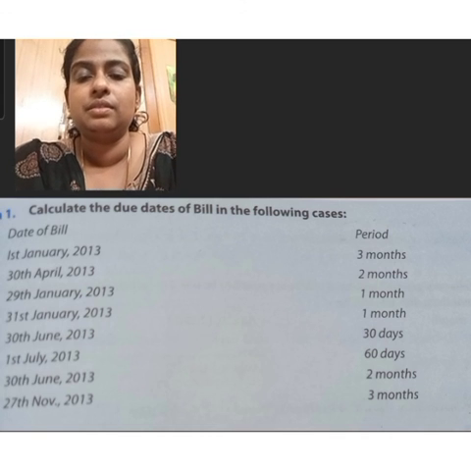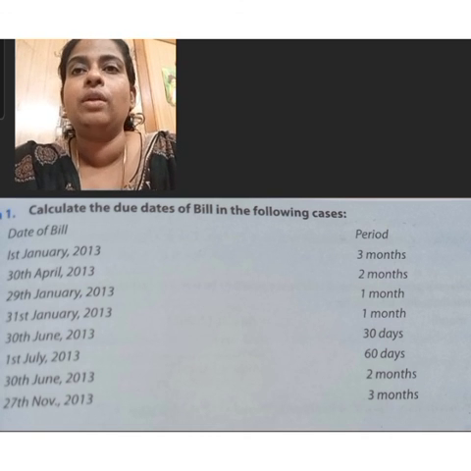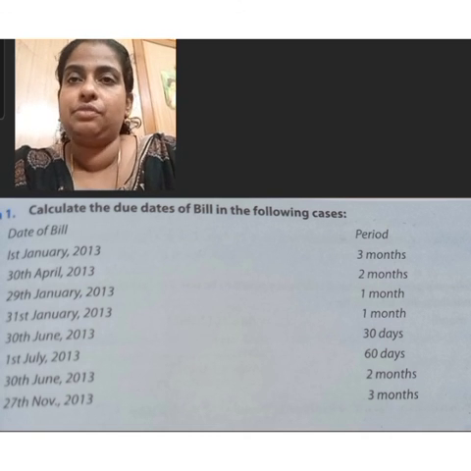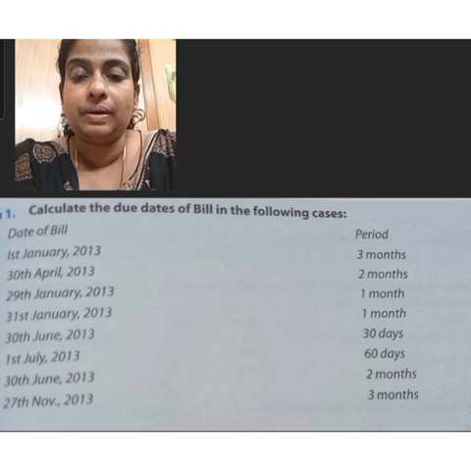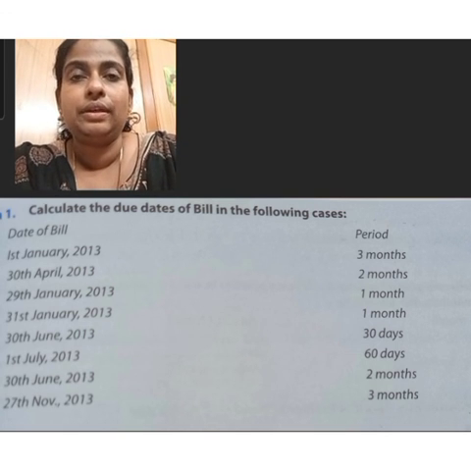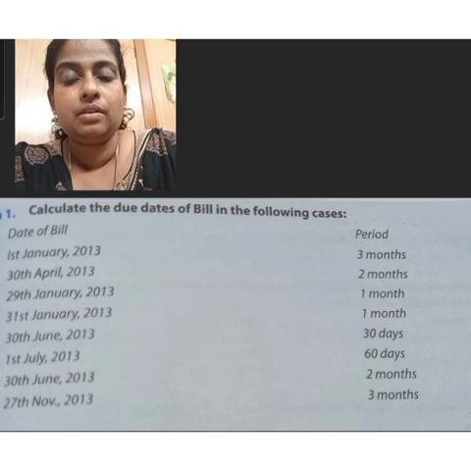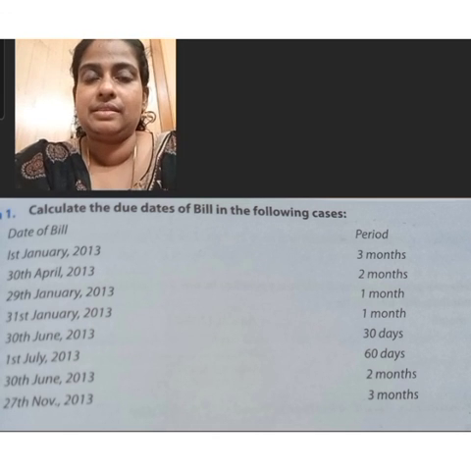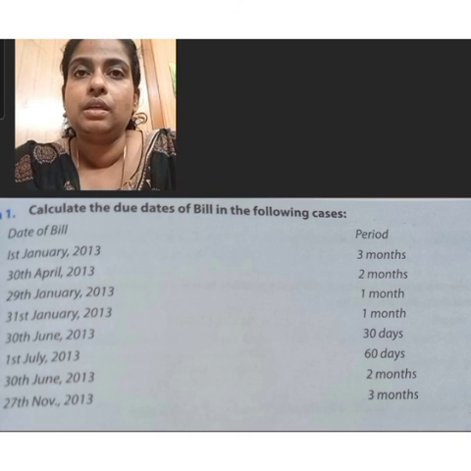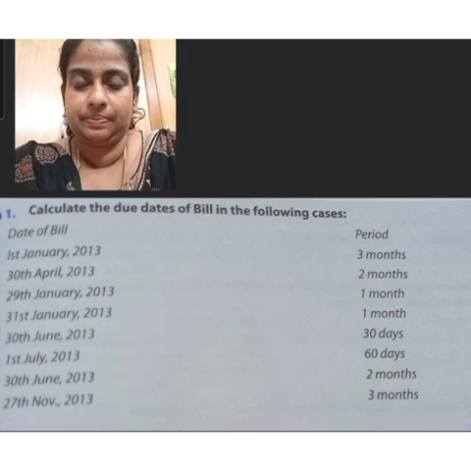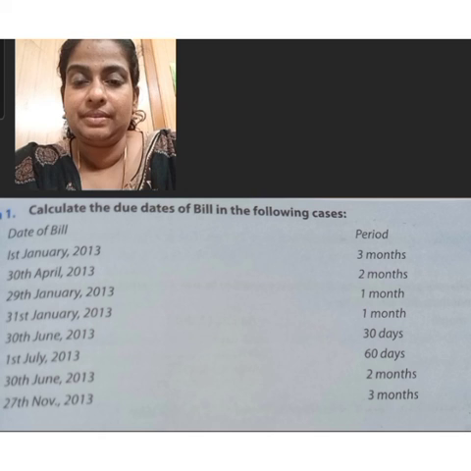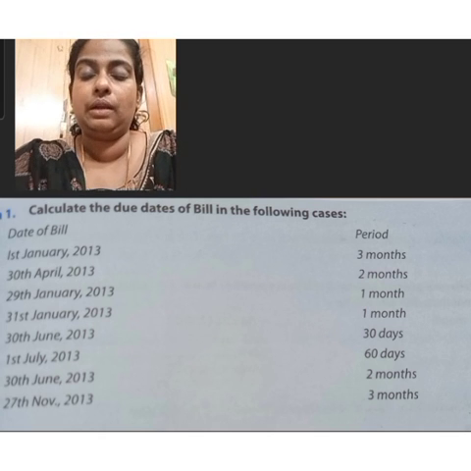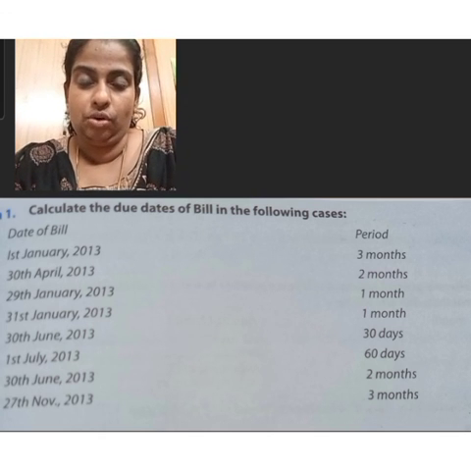Then another transaction took place on January 31st. The bill drawn for 1 month. So the due date will be from 28th February plus 3 days of grace. So the due date will be 3rd March 2013. My dear children, these are the various methods for calculating due date of the bill.